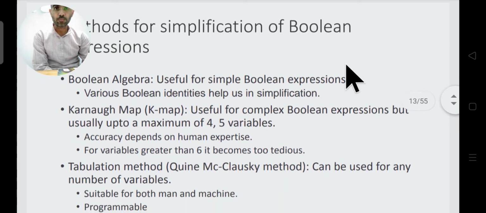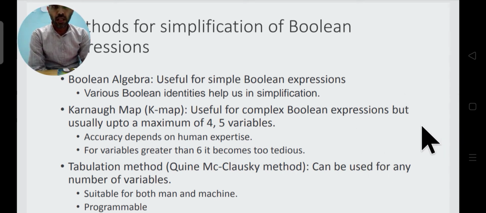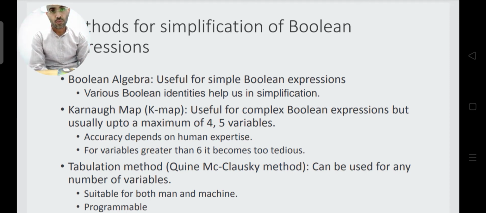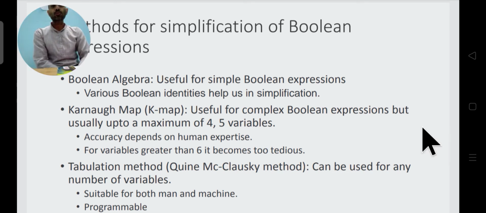Okay, so if we discuss at the very broad level, there are 3 methods basically to simplify any given Boolean expression. The 3 methods are, first, the Boolean algebra method, which you might have seen in your last semester. From your previous courses you may know what the Boolean equations and Boolean identities are, and by using those identities how you can reduce the function.